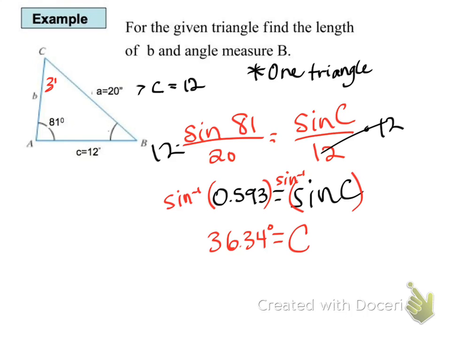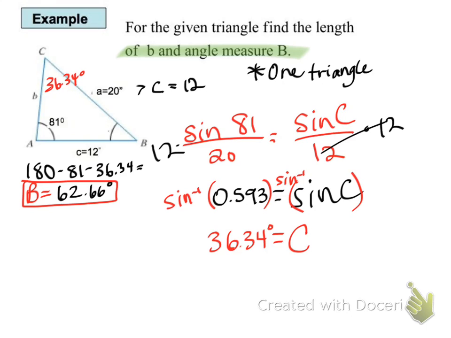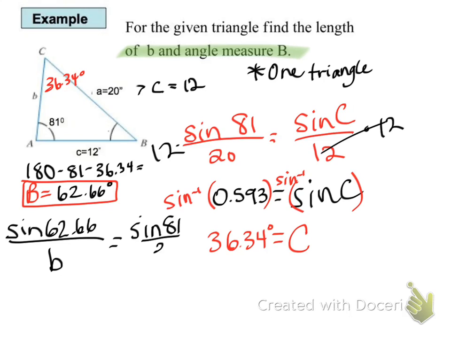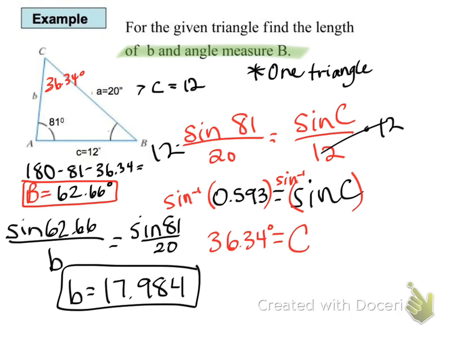I'm going to add that to my picture so I can see where that's at. Now the instructions said to find angle B and side B. Let's start with finding angle B, since that's the easy one, by taking 180 minus the angles we're given, and we end up getting 62.66. Now let's find side B by setting up the law of sines one more time. I'm going to use the one side and angle that I know for sure, the 81 and the 20, because that's exact. I'm not going to use the missing angle I just found, the 36.34. Then I solve for B by cross multiplying and dividing. I skip through that step because it's rather easy at this point. If you don't know how to solve for 17.984, you'll want to ask me questions in class.